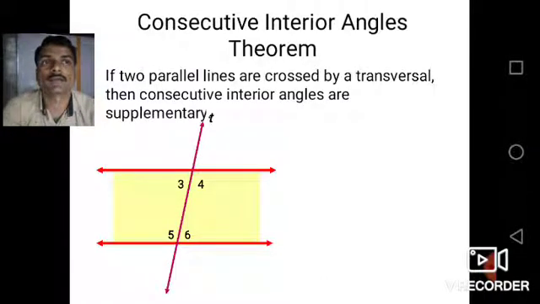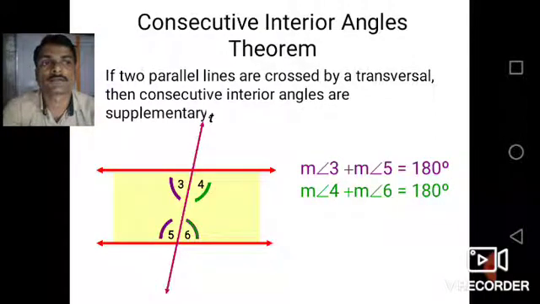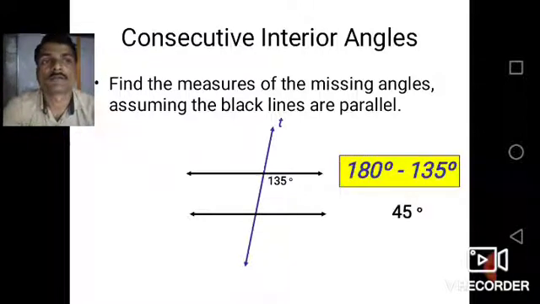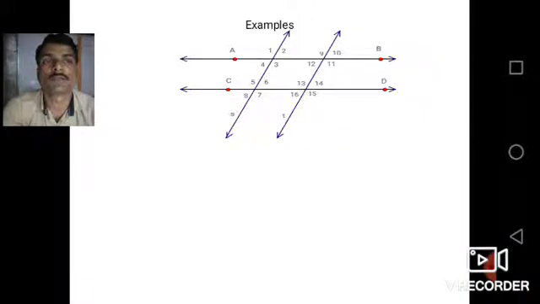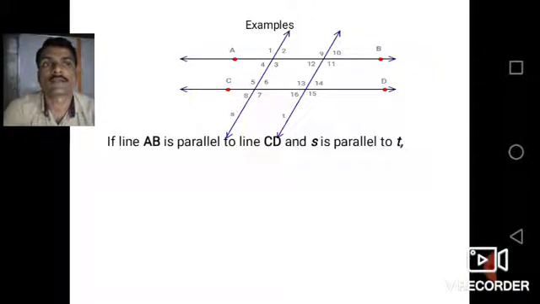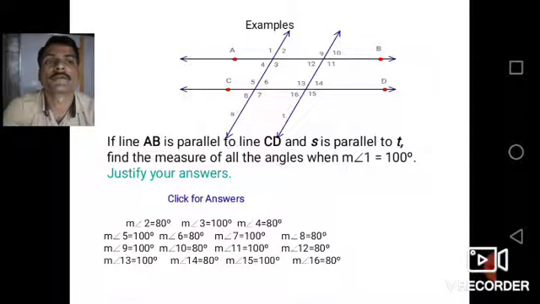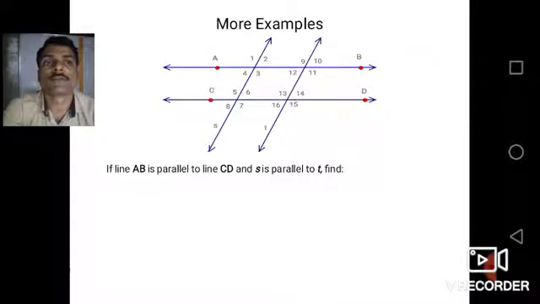Consecutive interior angles theorem. Consecutive interior angles are supplementary. 180 degrees minus 135 is nothing but 45. These are some examples. If line AB is parallel to line CD and S is parallel to T, justify your answers.